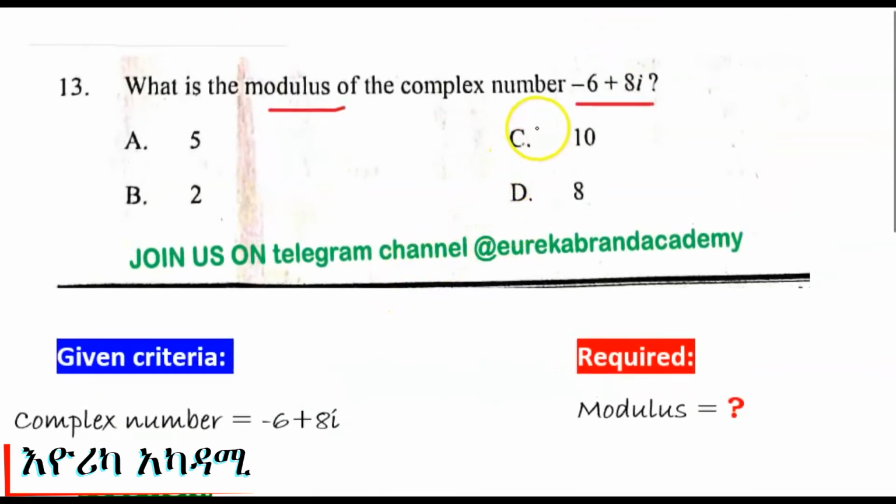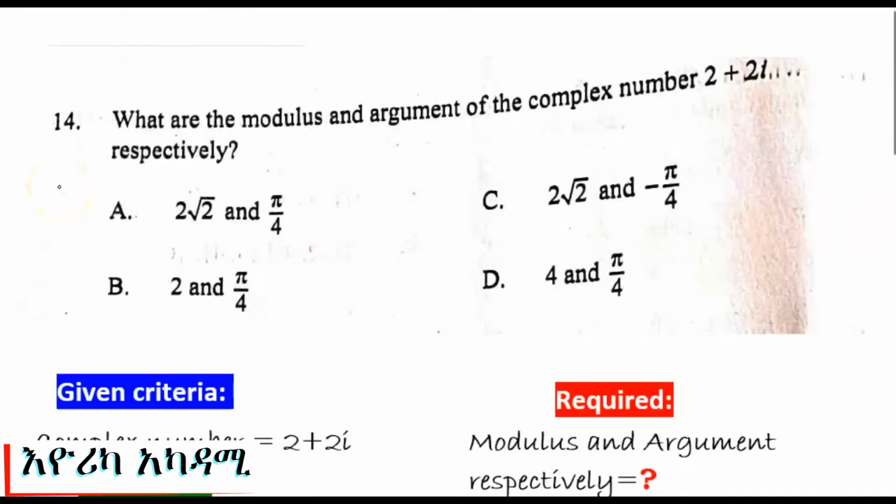So our answer will be C. The other and last question from this chapter is question 40. What are the modulus and argument of the complex number 2 plus 2i, respectively? Since it says respectively, first is the modulus, then the argument. The terms must not be switched. So first we find the modulus.